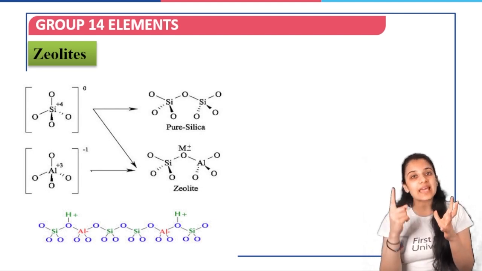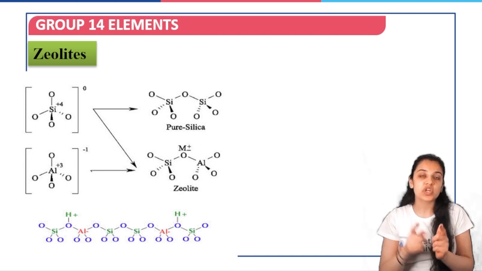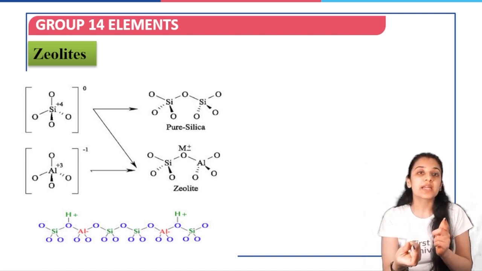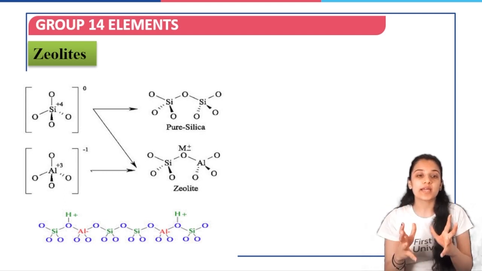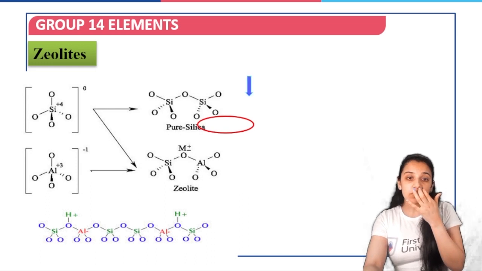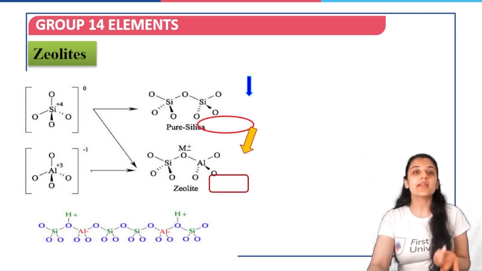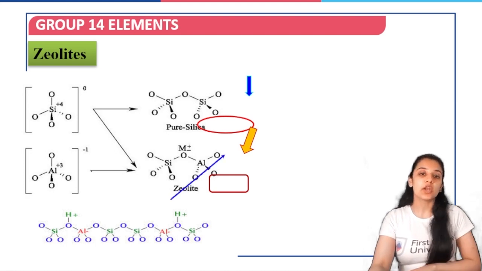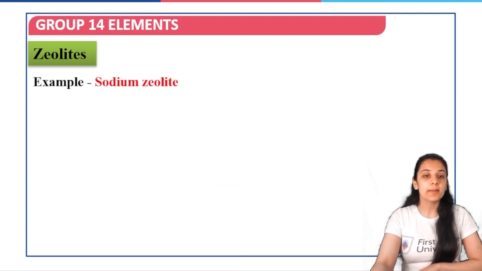But when one of the Si4+ is replaced by Al3+, giving an overall negative charge, which requires a cation to balance or neutralize that negative charge, that structure is known as zeolite, as you can see in this picture. So we have pure silica versus zeolite, which has one silicon atom replaced by aluminium 3+. So there is a negative charge which is going to be balanced by the metal ion.